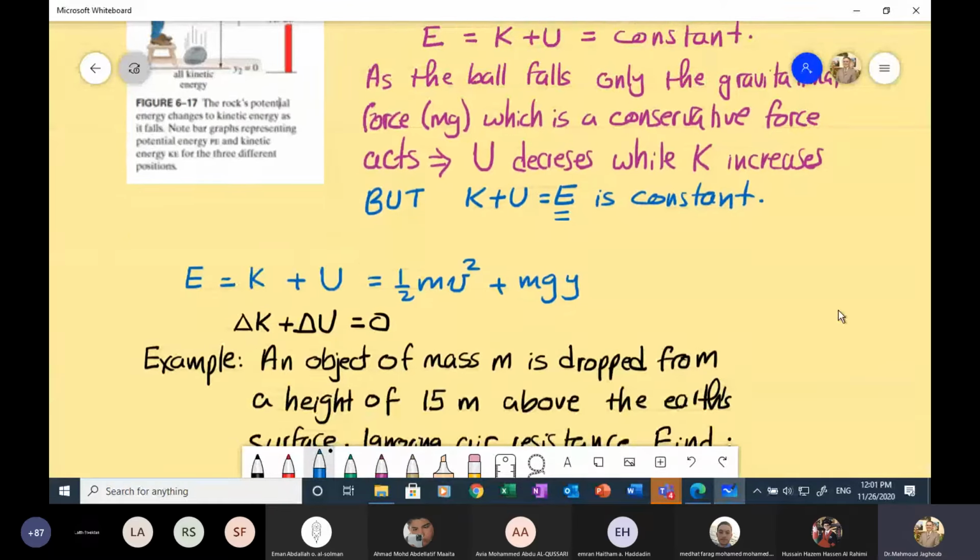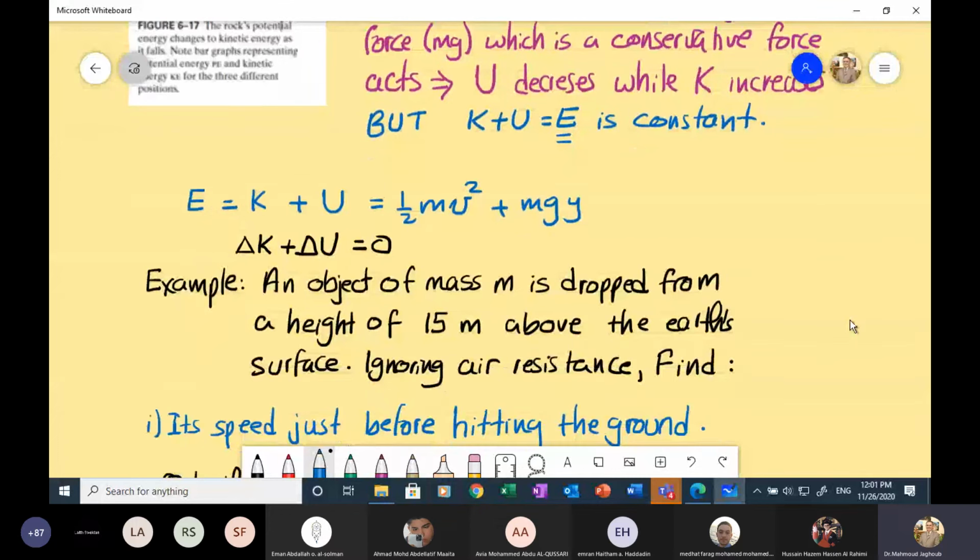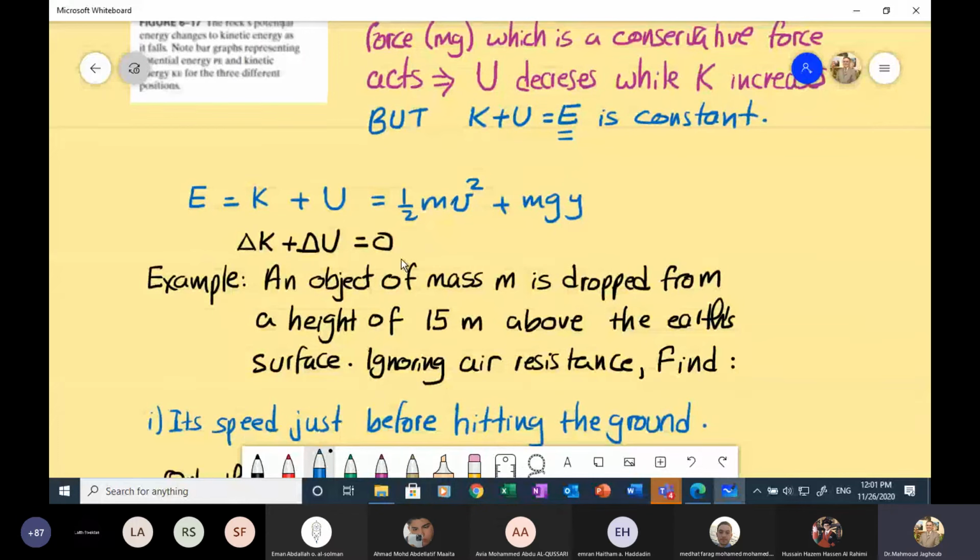If you like to use this, you can. But I always like to use delta K plus delta U. I always prefer to use the changes in the quantities. And you basically get this from this formula anyway, as I showed you above. If you have no non-conservative forces, you get delta K plus delta U equals 0.